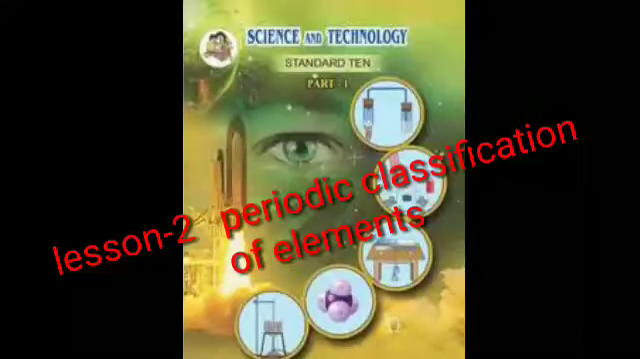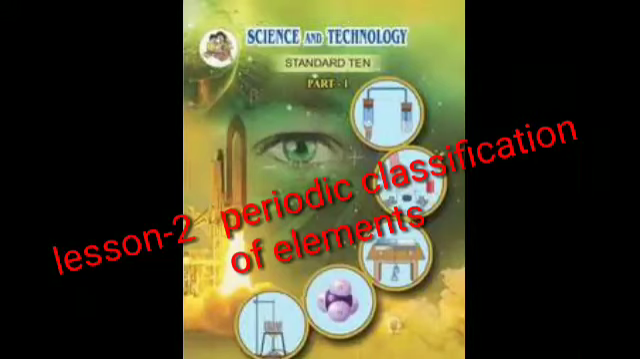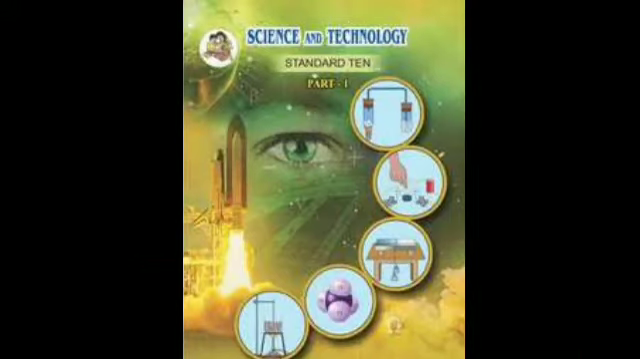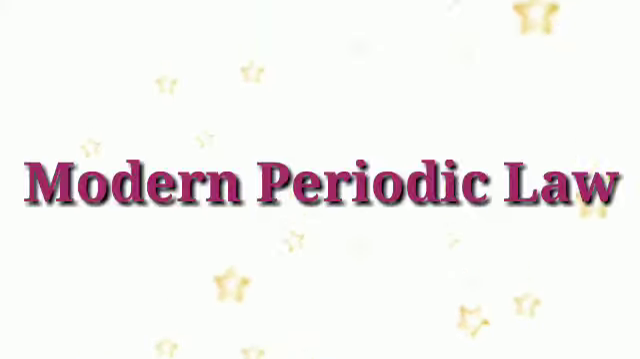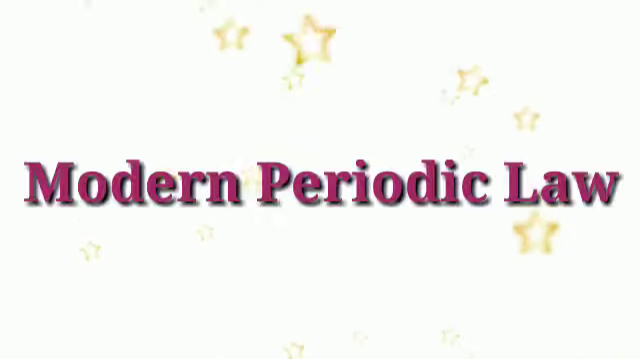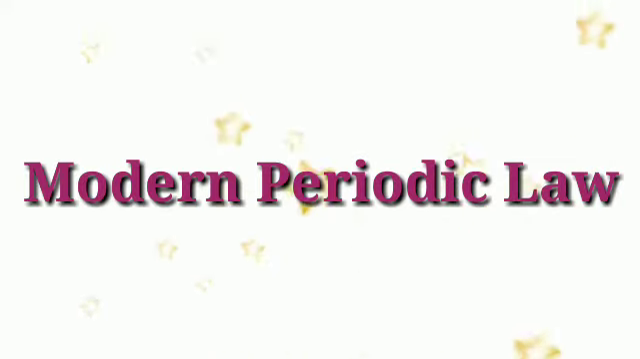Previously, we have discussed Doberiner's triad, Newland's octave, Mendeleev's periodic table, and the merits and demerits of that. Now, the next topic is modern periodic law. The scientific world did not know anything about the interior of the atom when Mendeleev put forth the periodic table. After the discovery of the electron, scientists started exploring the relation between the electron number of an atom and the atomic number. The atomic number in Mendeleev's periodic table only indicated the serial number of the element.